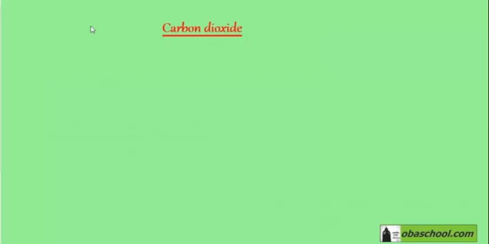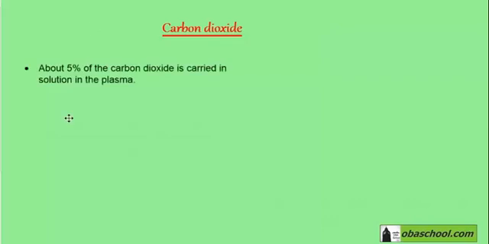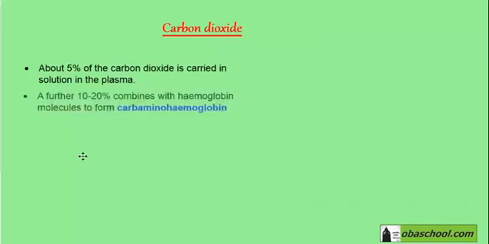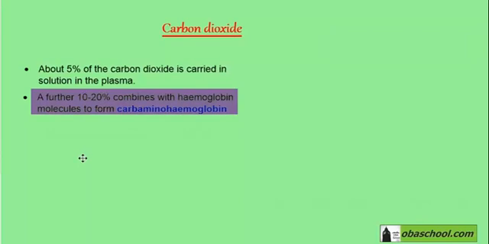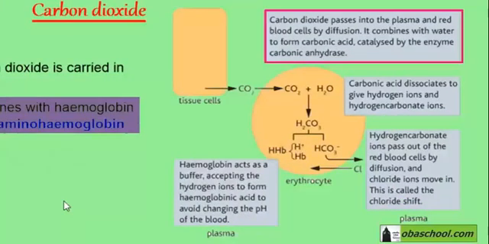We are now going to look at the transport of carbon dioxide in the blood. About 5% of this carbon dioxide is carried in the plasma of blood, and 10 to 20% is going to combine with hemoglobin to form carbaminohemoglobin. Carbaminohemoglobin is the union between carbon dioxide and hemoglobin.